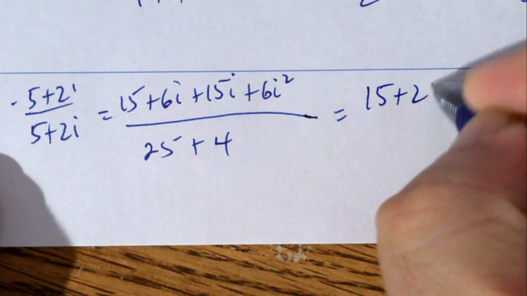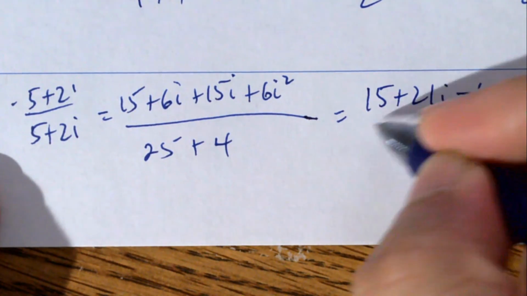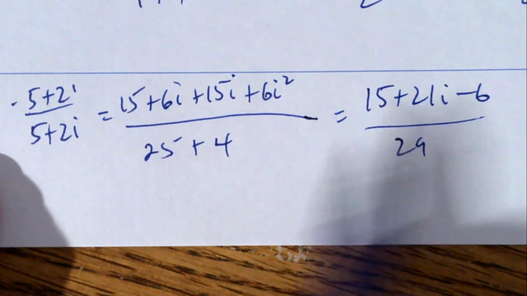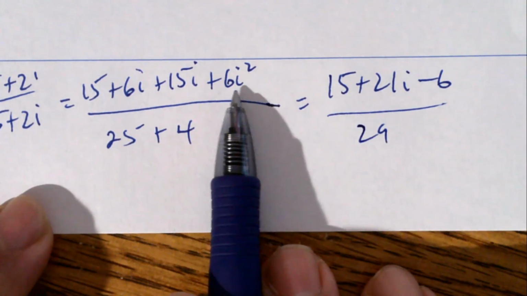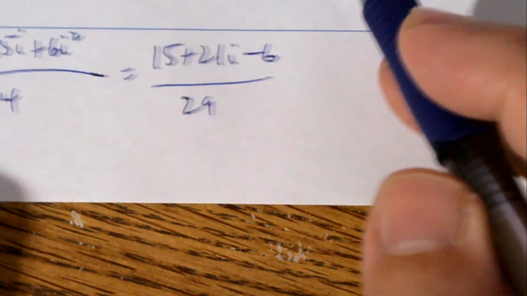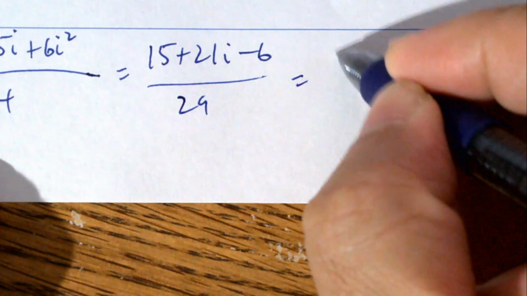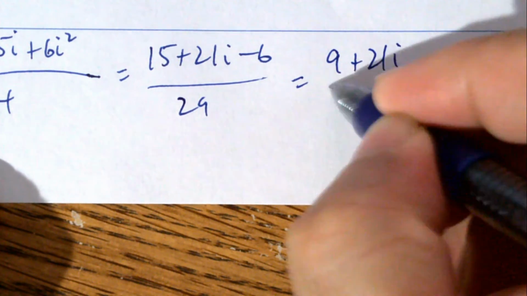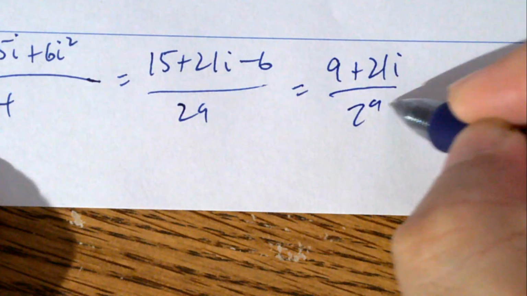15 plus 21i minus 6 over 29. Right? That minus 6 comes from changing the i squared into a negative. Clean that up. 15 minus 6 is 9, plus 21i over 29. Final answer.